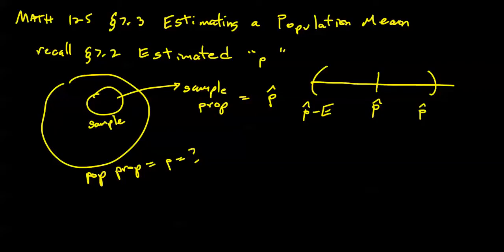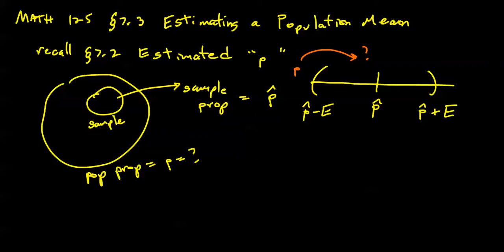Now what the calculator did, using the one-prop zint command, was calculate a margin of error and give us an interval of values. Now the idea was, does p land within these bounds? Hopefully so. We could say with a certain level of confidence we can claim it so.